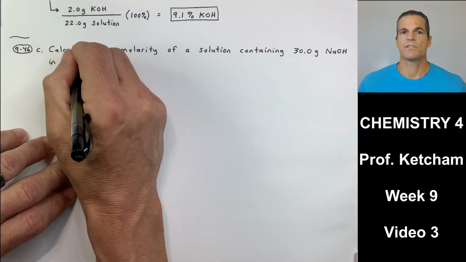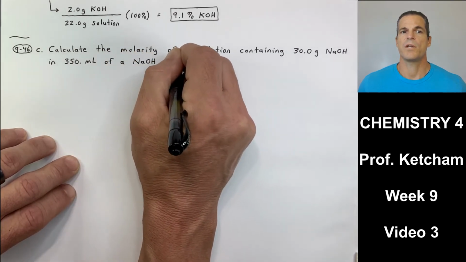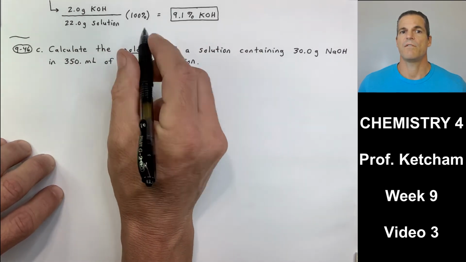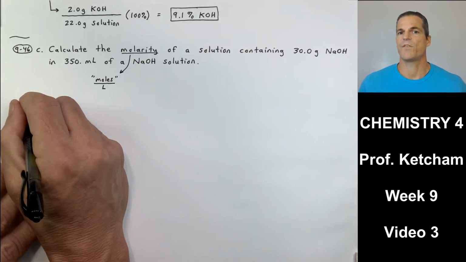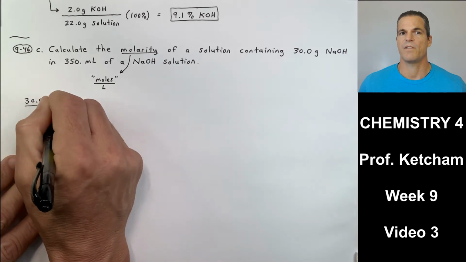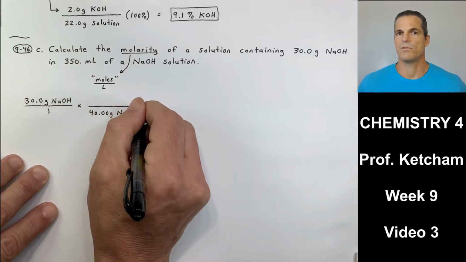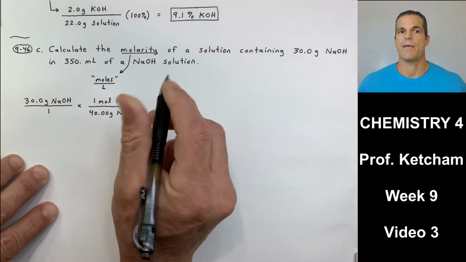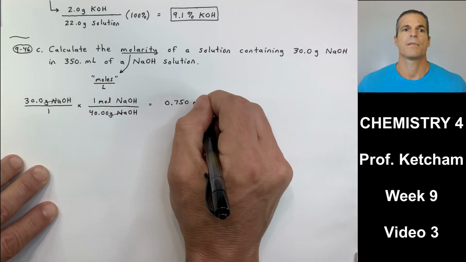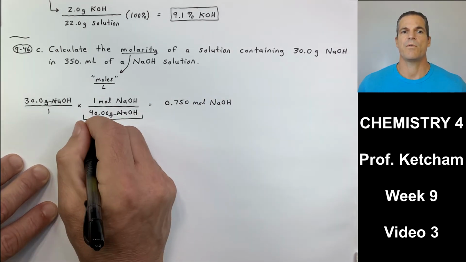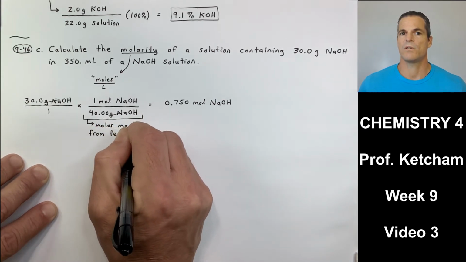Calculate the molarity of a solution containing 30.0 grams of NaOH in 350 milliliters of an NaOH solution. Well, since molarity is moles per liter, the very first thing I need to do is convert grams of NaOH to moles of NaOH. I can do that in one step using the periodic table. If I add up NaOH, add them all together, it's 40.00. That 30.0 grams of NaOH divided by 40 gives me 0.75 moles of NaOH.